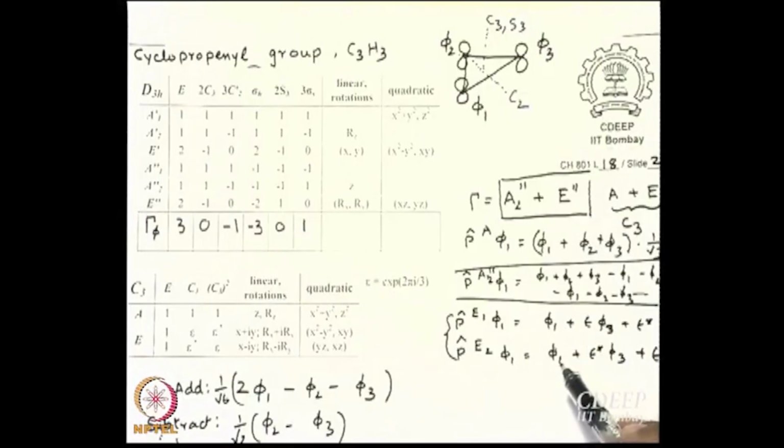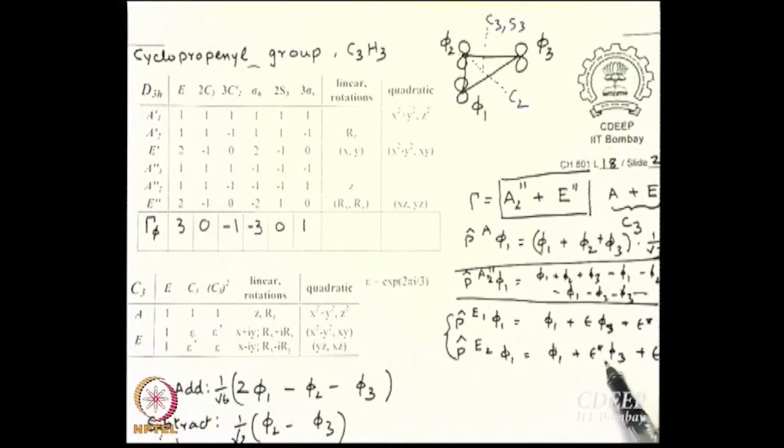And when you subtract, what happens? Phi 1 minus phi 1 is gone. Then you have epsilon minus epsilon star multiplied by phi 2, and minus epsilon star multiplied by phi 3. You can put the minus in front of any one, it doesn't matter. So this is how we generate the MOs. And why am I calling these the MOs? Because at this stage, they are linear combinations of all the atomic orbitals.